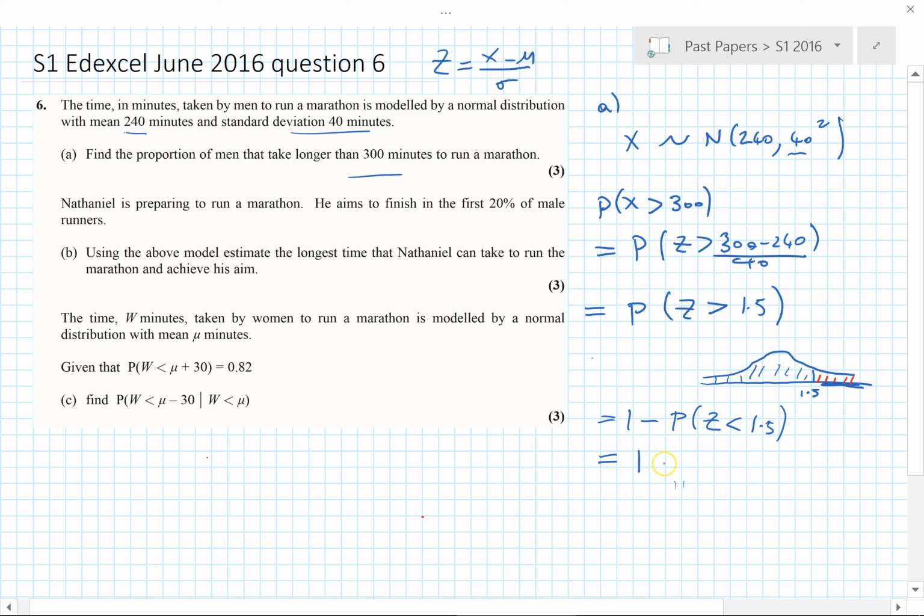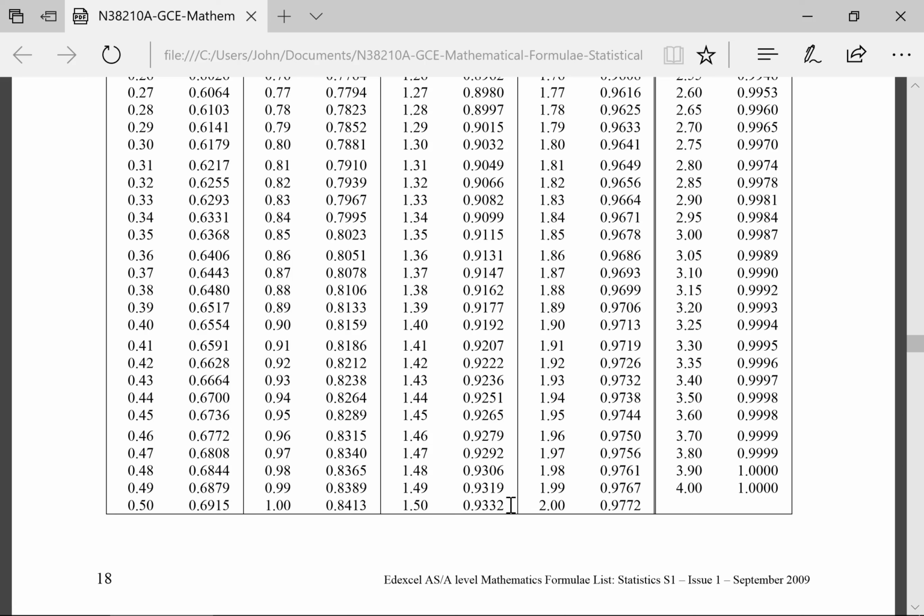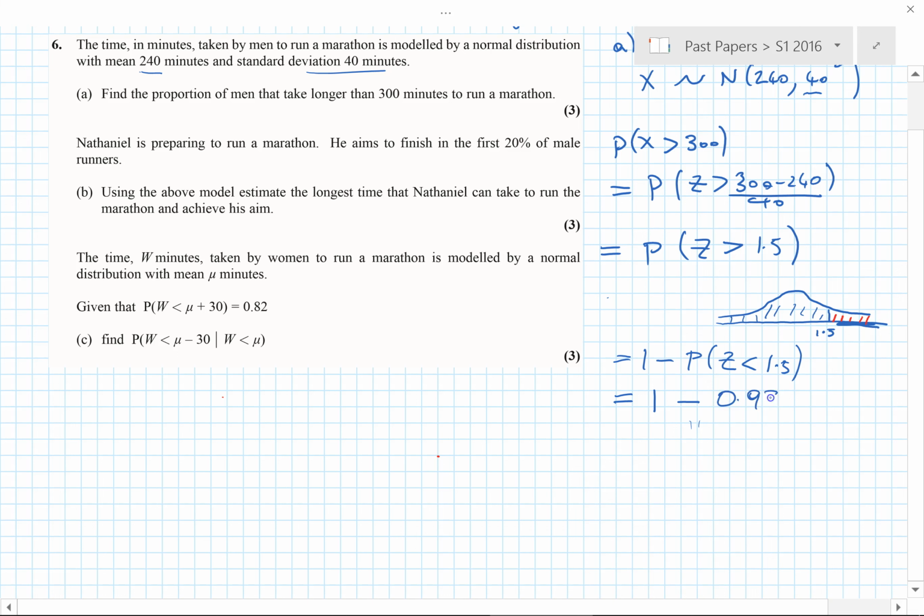So let's look that number up in the tables. Here, there it is, 0.9332. So 1 minus 0.9332, which is equal to 0.0688. Okay, so that's part A.